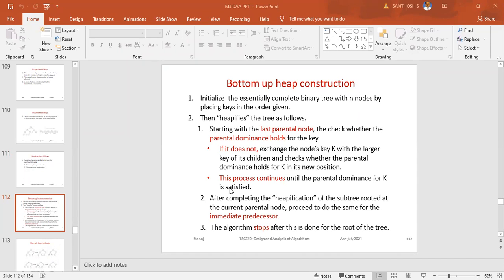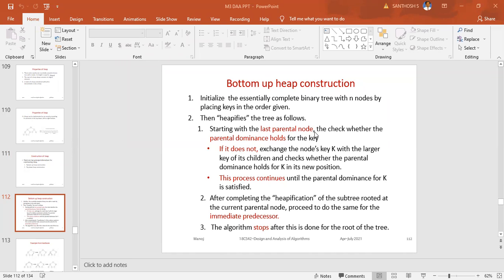Understand carefully. Initialize the essentially complete binary tree with n nodes by placing keys in the order given. Then heapify the tree as follows. So how to do bottom-up heap construction? This is the process. Start with the last parental node. Check whether the parental dominance holds. What is the parental dominance? The parent node should be greater than the child node.